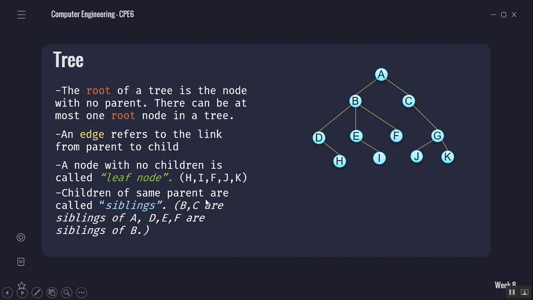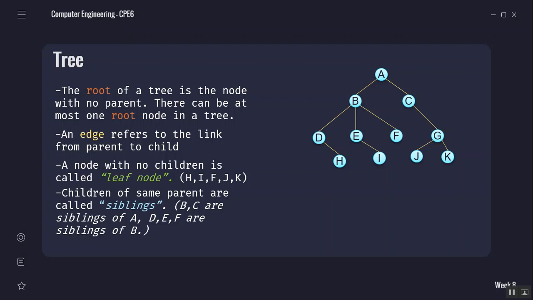Children of the same parent are called siblings. B and C are siblings, children of node A. D, E, F are siblings, children of node B.